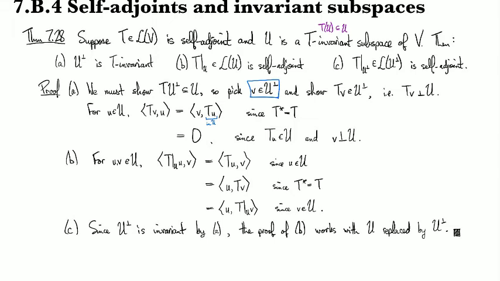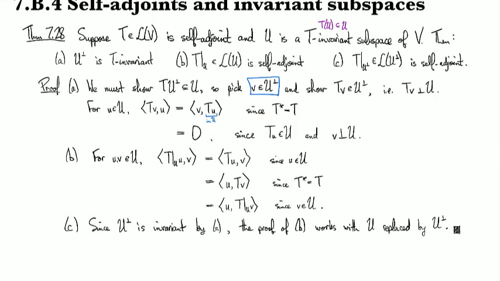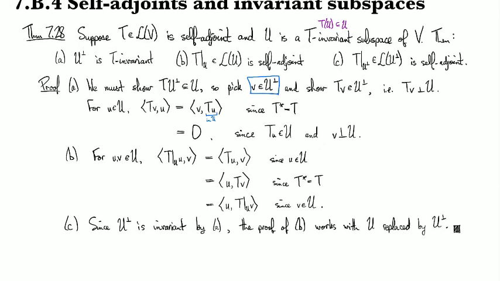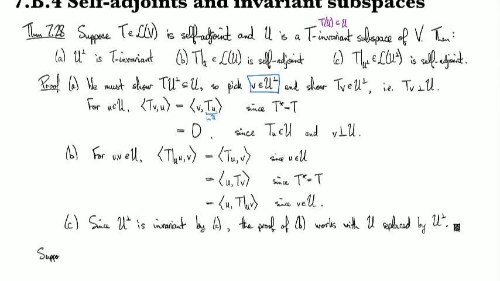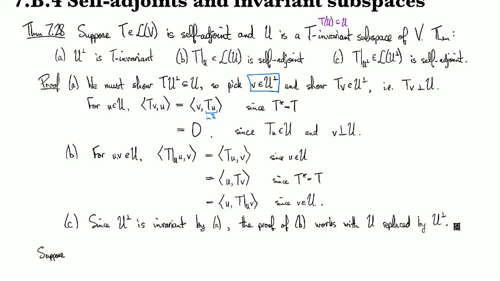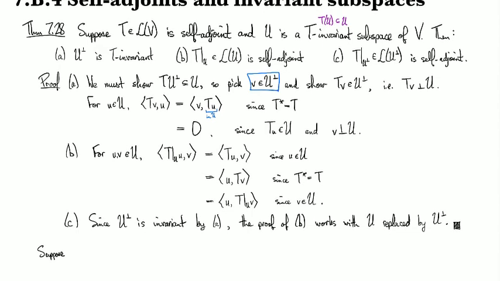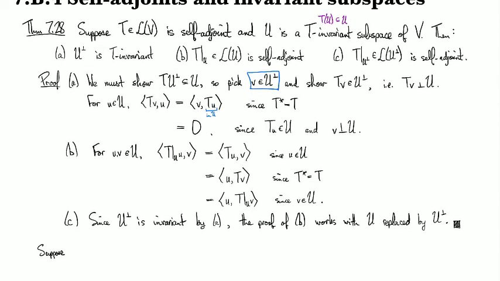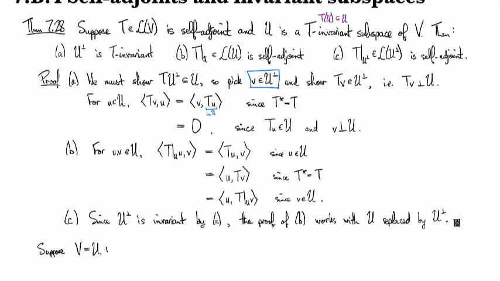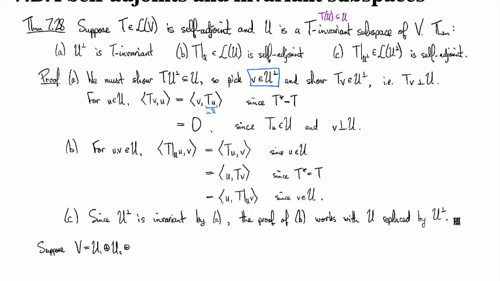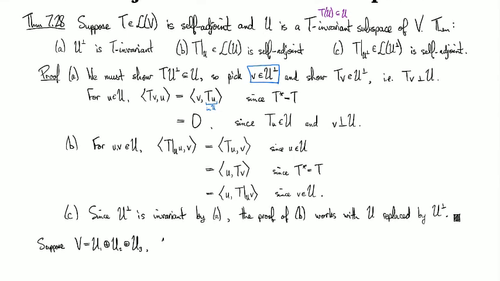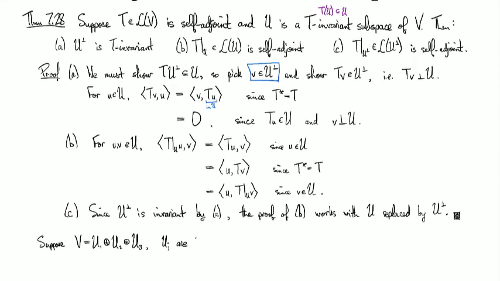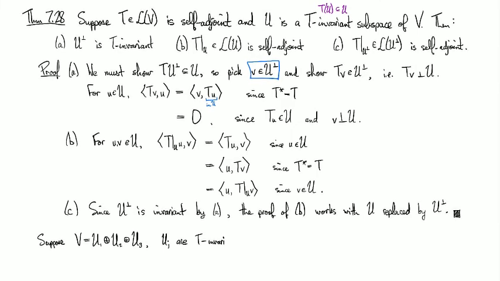And while we're talking about invariant subspaces, I wanted to draw a picture that's probably long overdue. I think it's a nice way to understand invariant subspaces by looking at matrices. This is not necessarily having to do with self-adjoints or anything else, but just to help understand invariant subspaces. So suppose V looks like U1 direct sum U2 direct sum U3, where these are all invariant subspaces.